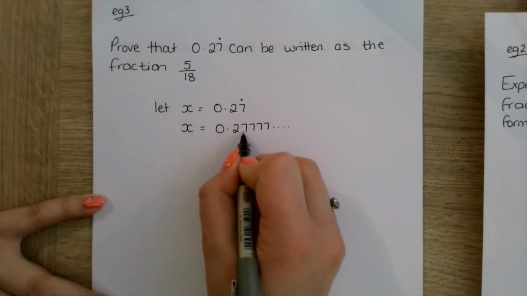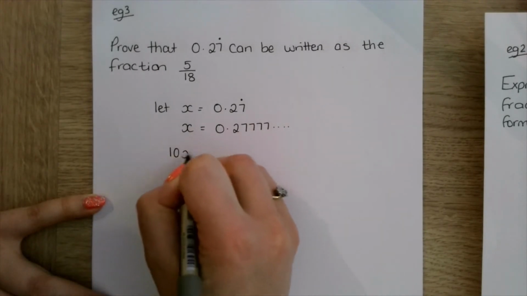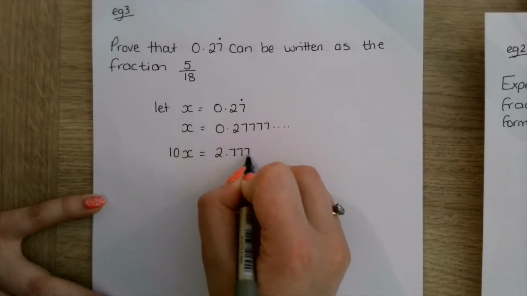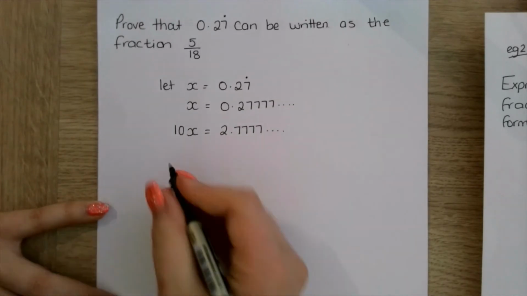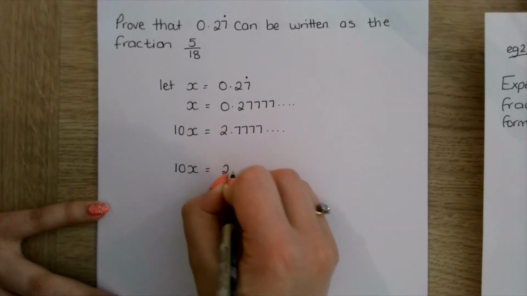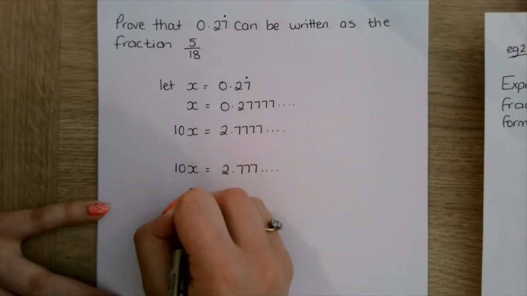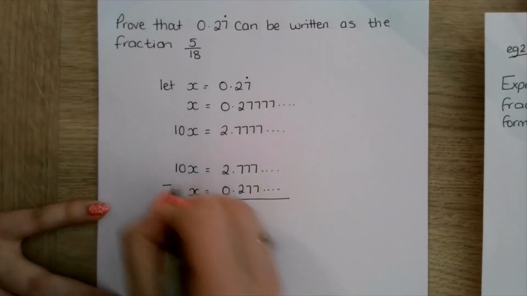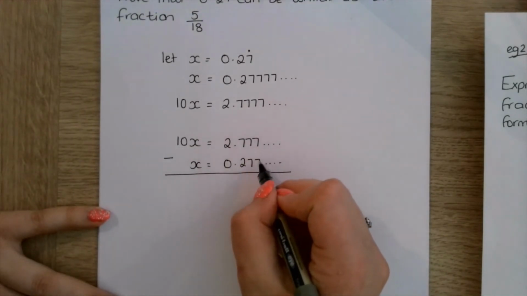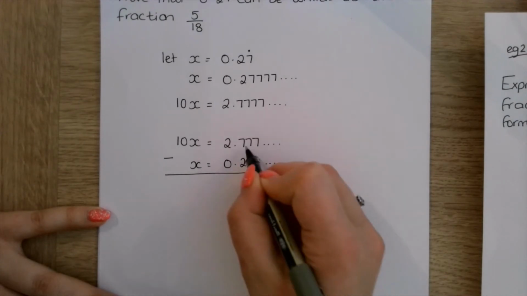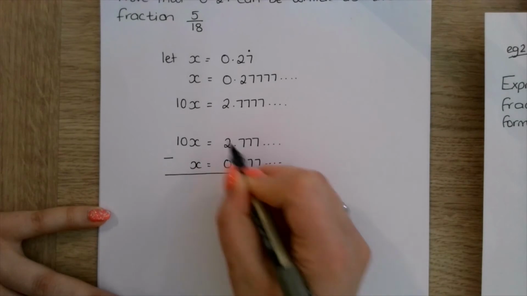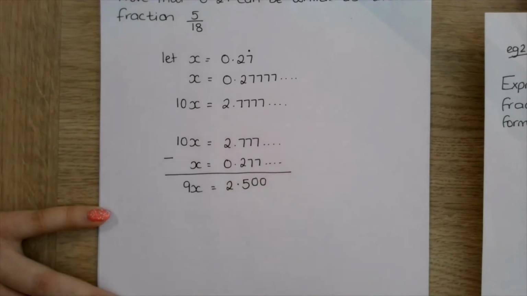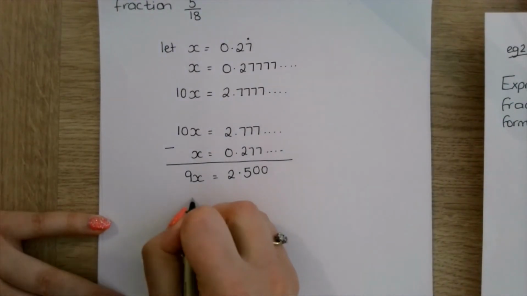So one number is recurring, so I am going to have 10x. Multiply x by 10 leaves me with 2.7. Go from there. So 10x equals 2.777, x equals 0.277, and I'm subtracting those. 7 take away 7 is 0. 7 take away 7 is 0. 7 take away 2 is 5. And 2 take away 0 is 2. 10x minus x leaves me with 9x. So 9x is equal to 2.5.